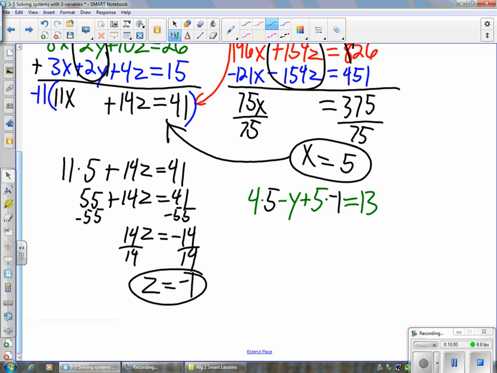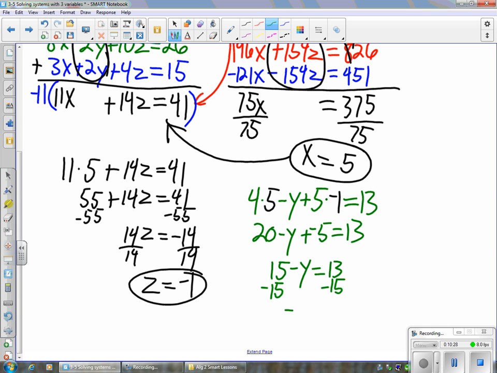So 4 times 5 is 20 minus y plus, well, that will be a negative 5 equals 13. So 20 minus 5 is 15 minus y equals 13. Minus 15 to both sides. We'll have a minus y will equal a minus 2, so a positive y divided by negative 1 on both sides gives us a positive 2.